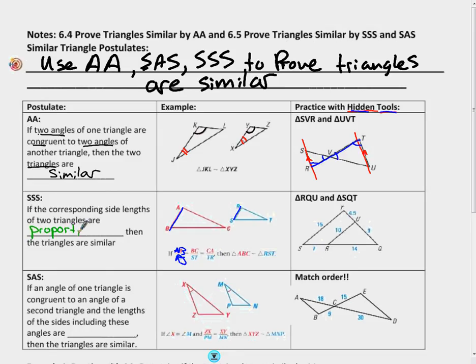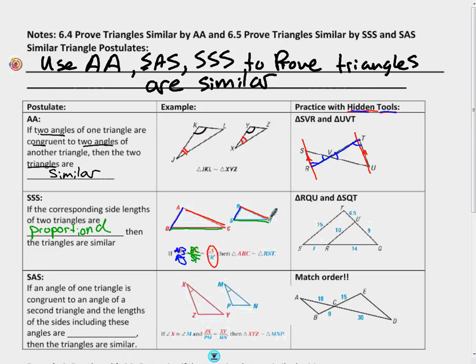What does it mean to be proportional? Not the same length, but they have the same scale factor. They have a ratio that's equivalent to another ratio. If I look at BC over ST, that ratio of the green lines is going to be the same as the ratio of the blue lines. Also is true for CA and TR. CA and TR have to be proportional to each other, and they all have to have the same scale factor. If that's true, then I know the 2 triangles are similar.